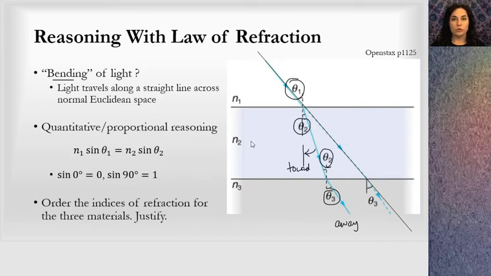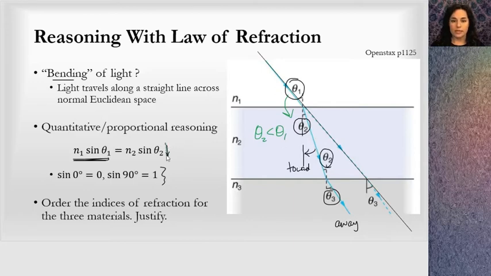My tip here, in order to reason about it, is to think about values for sine. Sine of 0 is 0. Sine of a small angle is going to be a small value. Sine 90 is 1, so the sine of a large angle is going to be a large value. So if I have a situation where I have N1 sine theta 1, and I see that theta 2 decreases, which is what I have in this situation. Right? When I look at this situation here from theta 1 to theta 2, I see that theta 2 is less than theta 1. It's bent towards the normal.